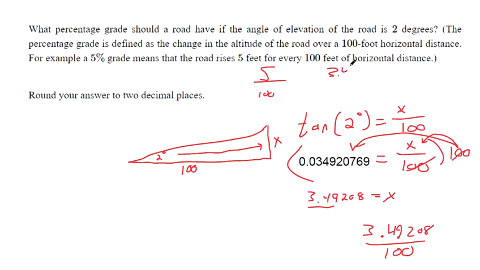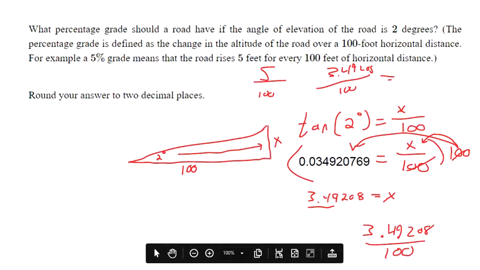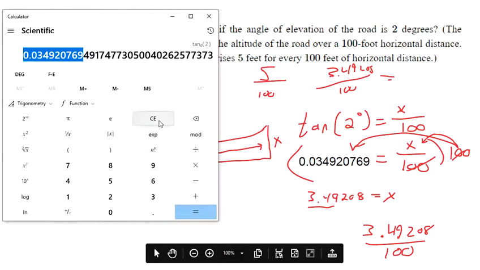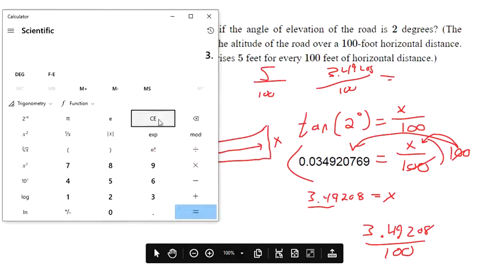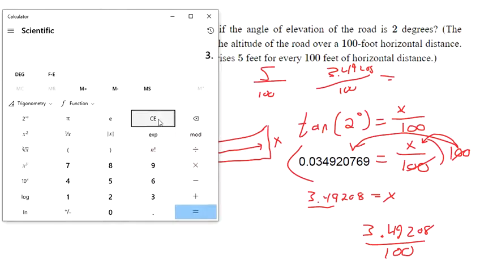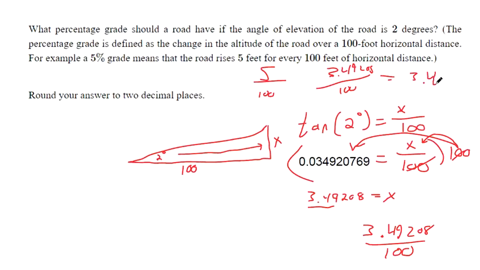We went up 3.49208 out of 100. And when you punch that in your calculator, it's just going to give us what we had before, 0.03492. So as a percentage, that's 3.49%. Okay? If you divide this by 100, this is the decimal form of the percentage. And then if you convert it to a percent by moving the decimal 2 places to the left, that's 3.49%.